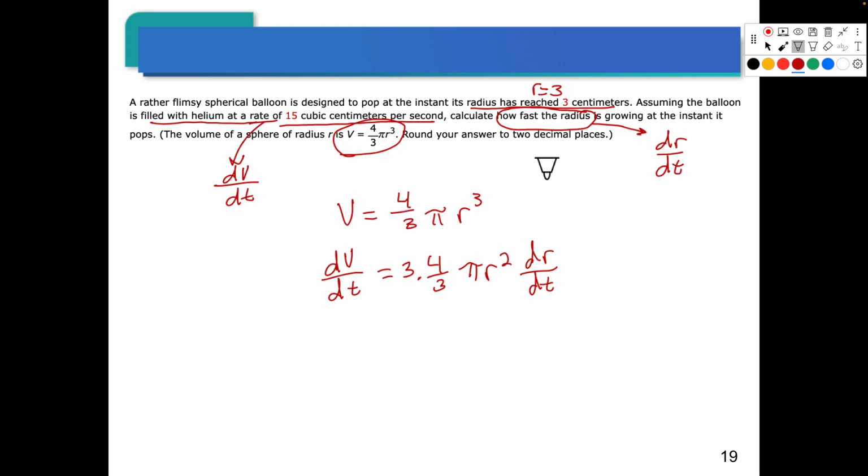What can we do now? We could simplify a little. 3 divided by 3 is going to be 1, so that's out of there. And then we can start coming up here. What do we know? Well, we know that dV/dt, the rate of the volume, is changing 15 cubic centimeters per second. That's 15. We've got 4 pi r squared. They told us when the radius reaches 3 centimeters, when r equals 3. So we're going to plug in 3 for r. We're going to square it, and that's dr/dt. And now we're going to do the arithmetic part and then divide so that we've solved for dr/dt.